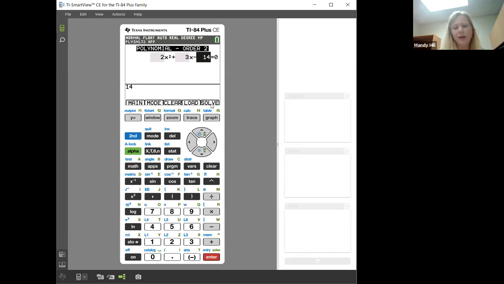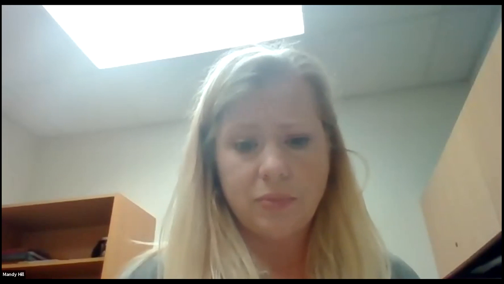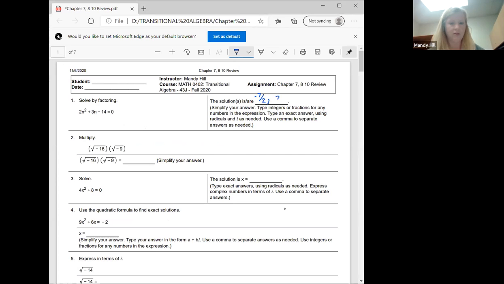Okay, and then it says solve right here, so we can hit graph, and it'll tell us our 2 answers are 2 and -7/2. And both of those would be perfectly acceptable for this. And that's how they've typed their answers in. So we could just come over here and say the answers are -7/2 and 2. It doesn't matter what order you put them in. You could have reversed it and said 2 and -7/2.